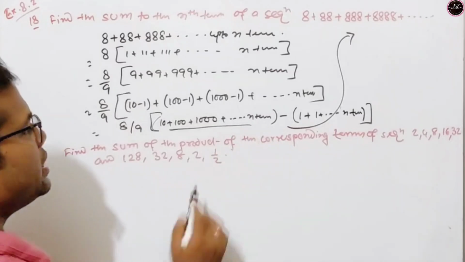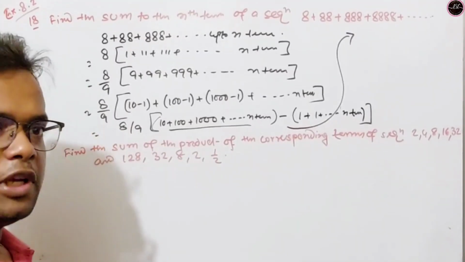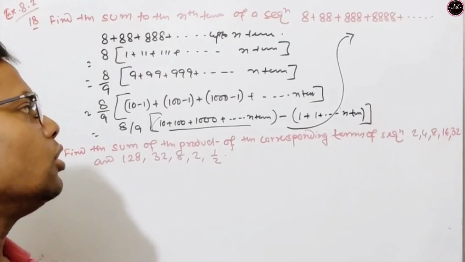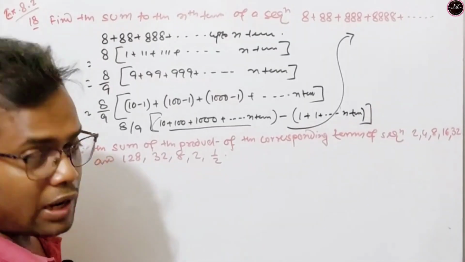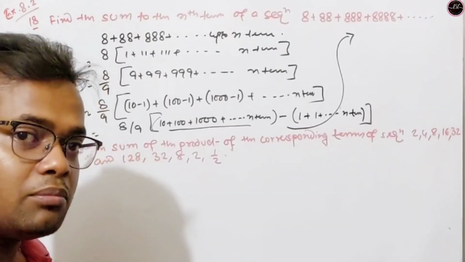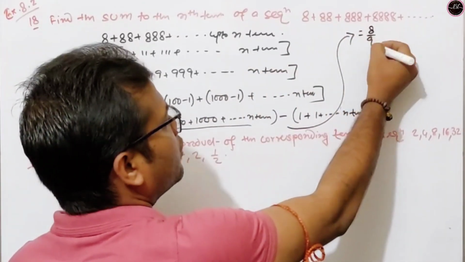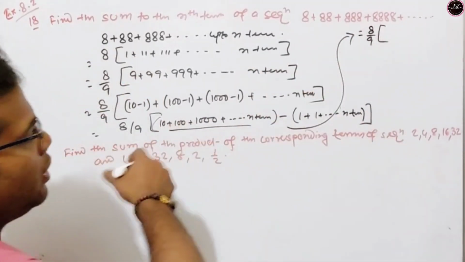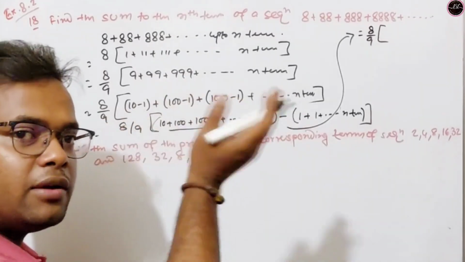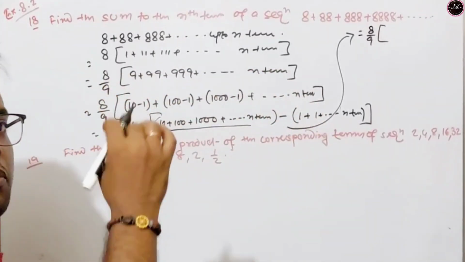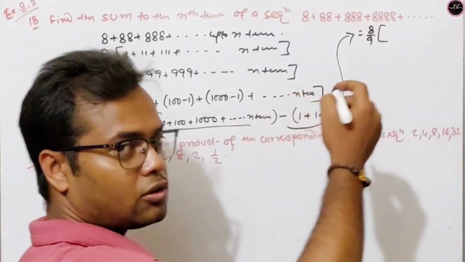Then look, this is a GP, if we write 10, 100, 1000 dot dot n. So here we will apply the sum to the nth term of the GP. So we can write this as equal to 8 by 9. Okay. And here r equal to 100 divided by 10, that means 10, greater than 1. So we will apply the formula a into r to the power n minus 1, r to the power n minus 1.